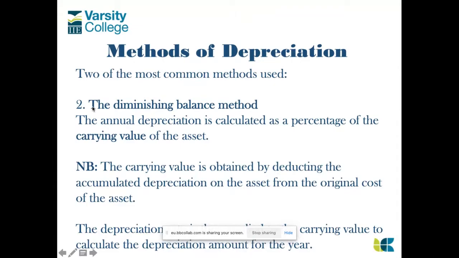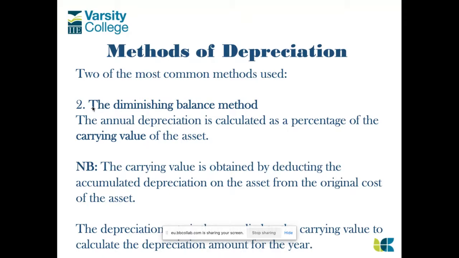The next method that we have in terms of depreciation is the reducing balance method or the diminishing balance method. It's the same thing, okay? Reducing balance method, diminishing balance method, same thing. Now, what's going on with this method? The annual depreciation is calculated as a percentage of the carrying value. Remember when we were doing the straight line, it was a percentage of the cost price. So this one is the carrying value of the asset.